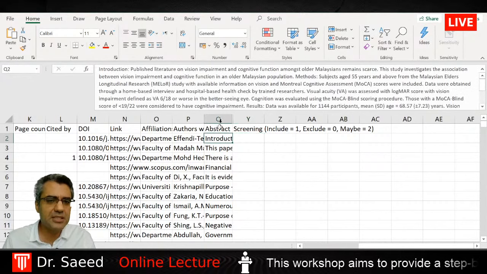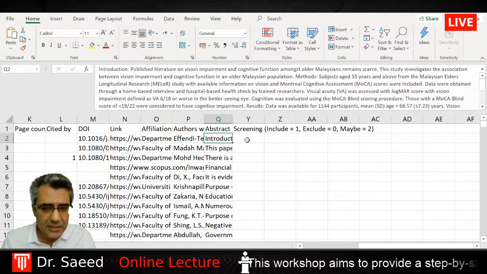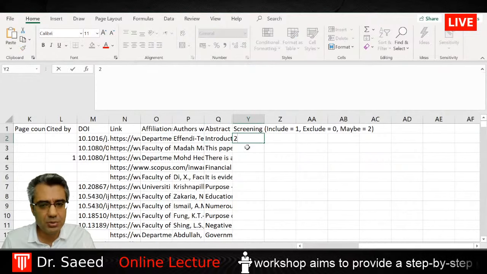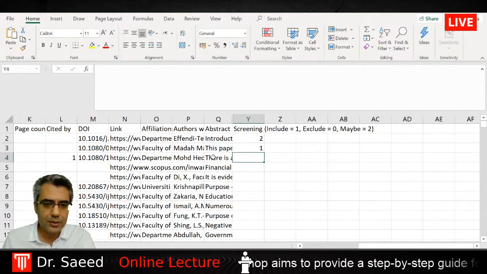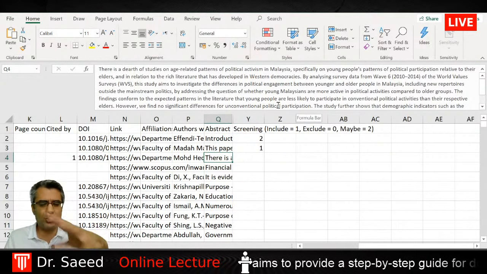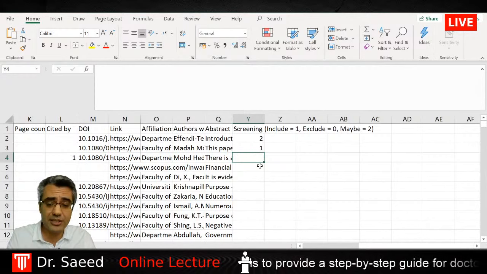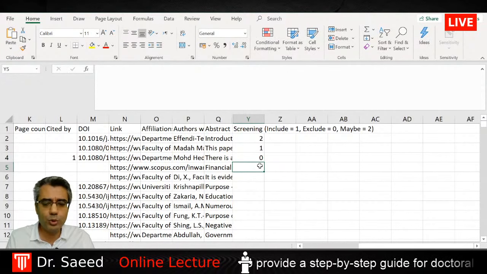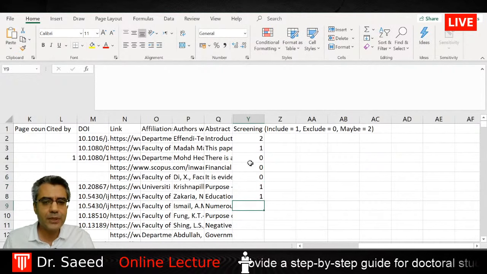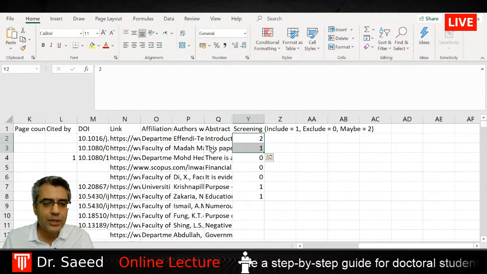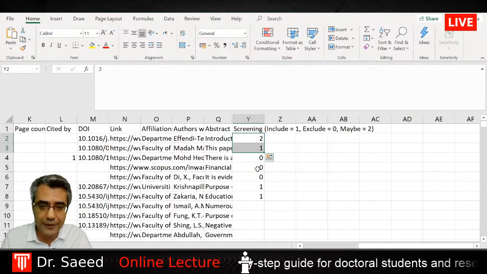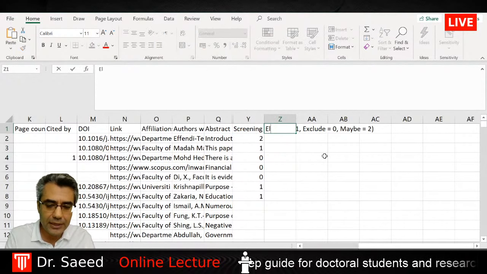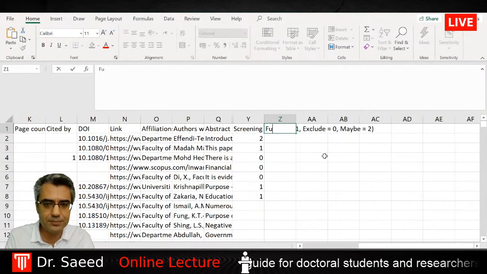For example, you read this abstract, okay, I'm not sure, I write two. This one, oh, I'm sure this is included, one. This one, no, I'm sure this is not included based on the criteria I have defined, zero. So you code them. Then those that are one or two, you download the full text to check the whole paper, and then you add one more column, maybe full text.